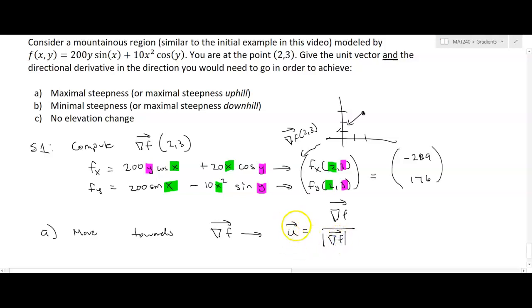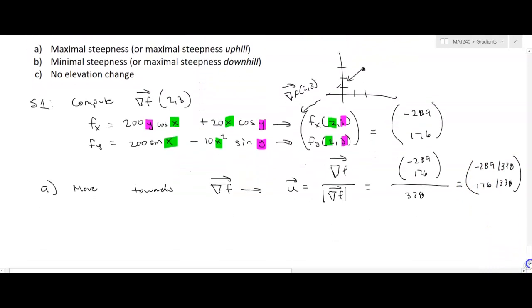So we're choosing to go in the direction of the gradient because u is our choice. If we compute the magnitude, taking the square root of the sum of the squared components, we get 338. So this is (-289, 176) divided by 338. Applying that division to both components, we get (-289/338, 176/338). So that's now a unit vector. That vector is 1 unit long.